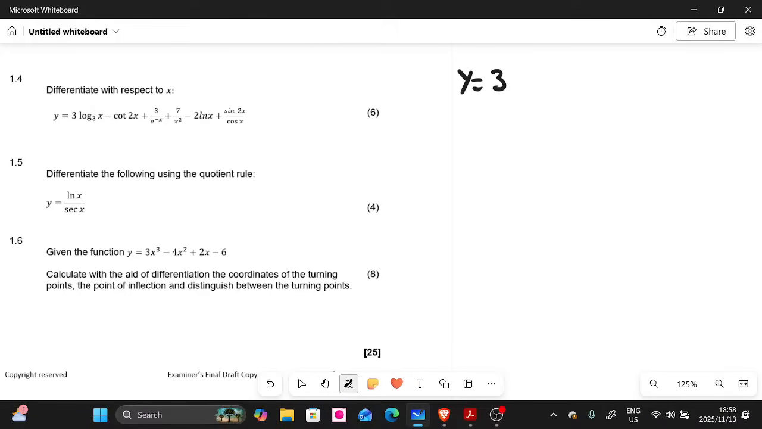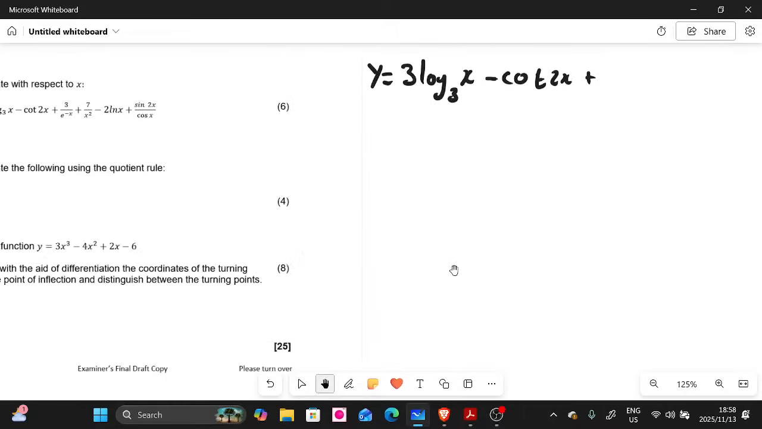We have 3 log base 3 of x, then minus cot 2x, right? Is it cot or cos 2x? And then we have plus, let me create a little bit of space here. This one, guys, I need you to brace yourself because it's way too long. I'm going to show you again how to use the formula sheet, because we're going to use your formula sheet a lot, right? We have 3 over e to the power of negative x. We have plus 7 over x squared. It is way too long, guys.